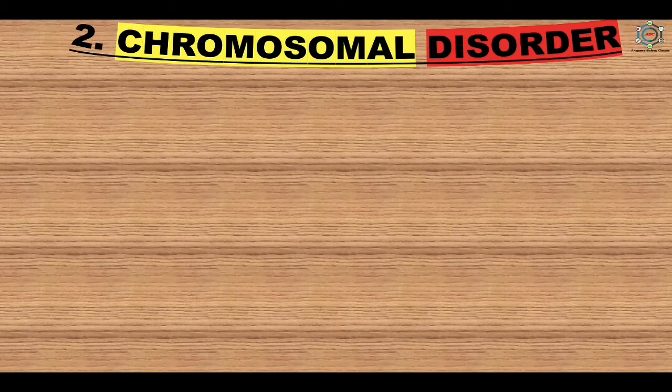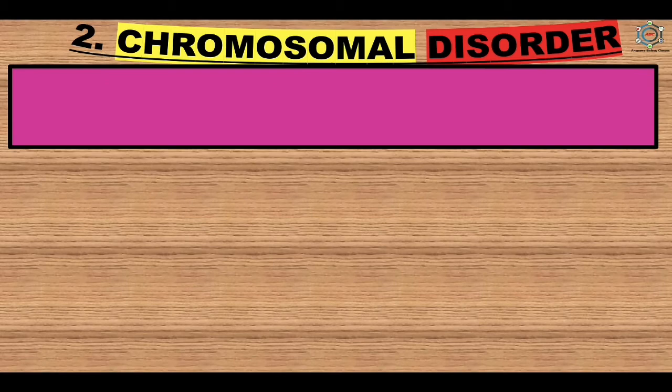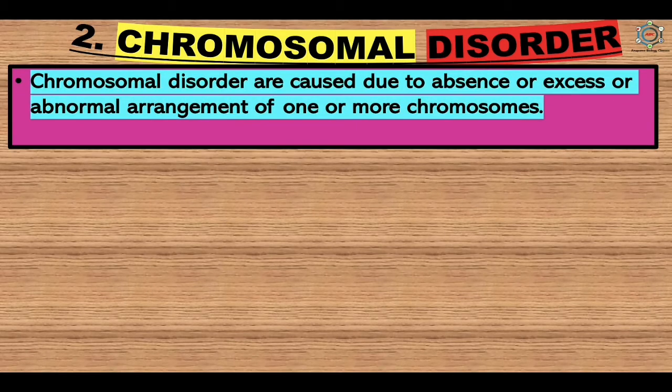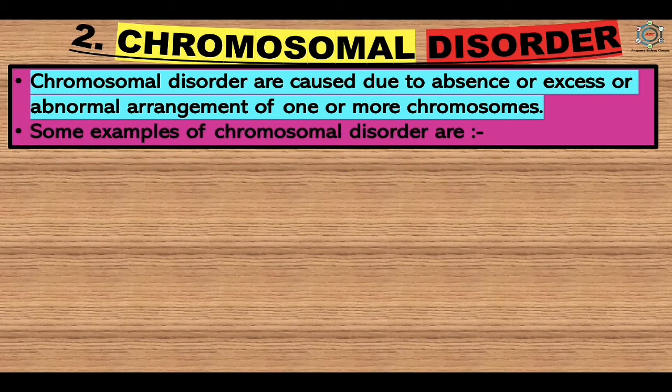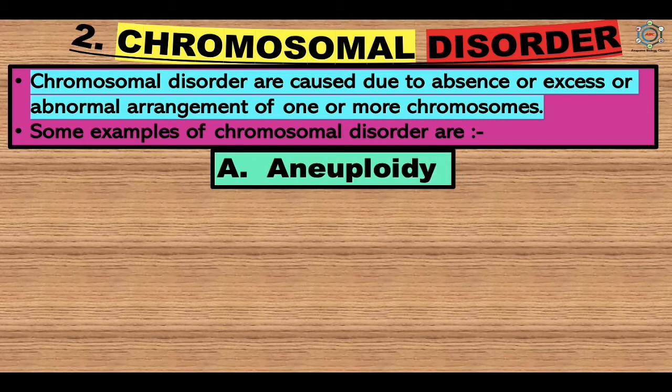Now the second genetic disorder, that is the chromosomal disorder. So what are chromosomal disorders? Chromosomal disorders are caused due to absence or excess or abnormal arrangement of one or more chromosomes. Some examples of the chromosomal disorders, of which the first one is aneuploidy.